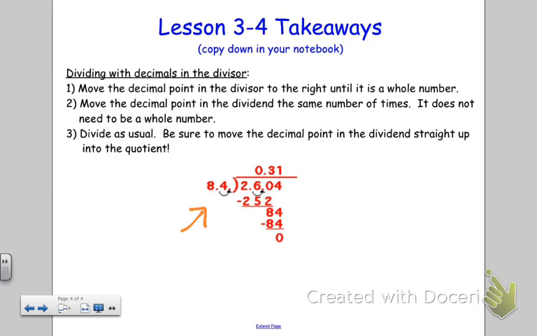The dividend does not need to be a whole number, only the divisor, so keep that in mind. And then divide like you normally would. Be sure to move the decimal point in the dividend straight into the quotient. So here is my decimal point, and I move it straight up so that it is between the 0 and the 3 there. So 31 hundredths would be the answer in the sample problem.